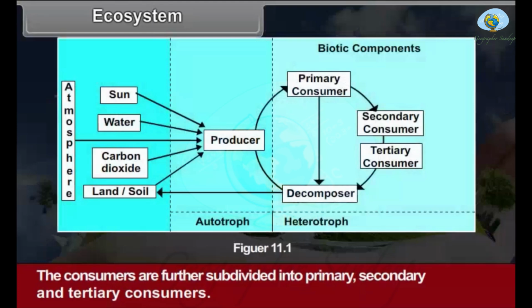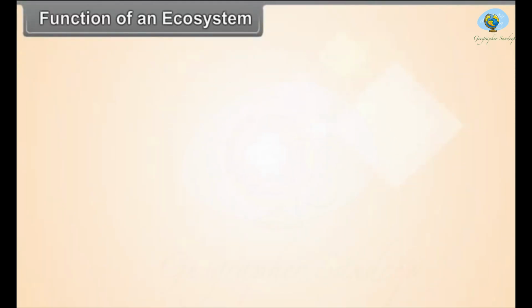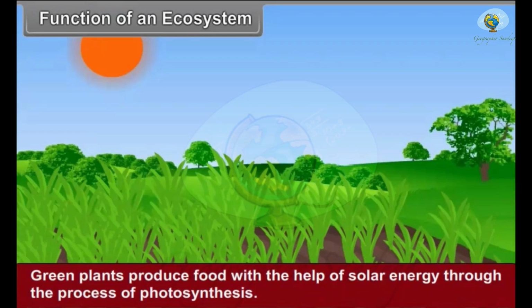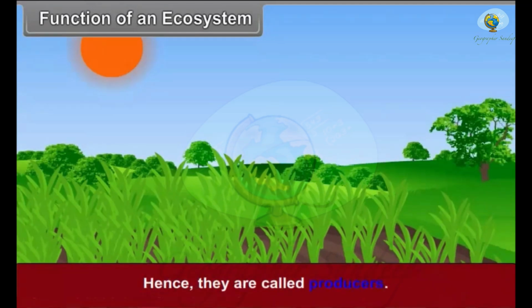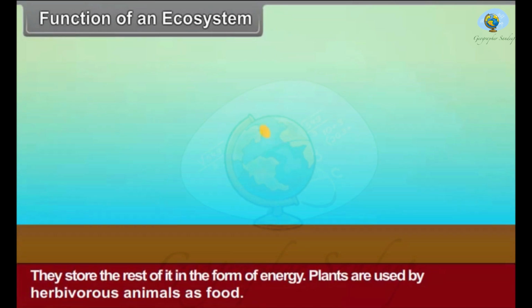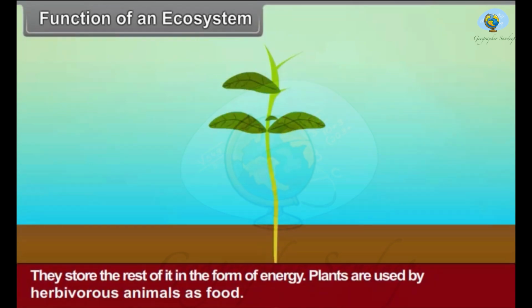See figure 11.1. Function of an ecosystem. The sun is the main source of energy for the entire living world. Green plants produce food with the help of solar energy through the process of photosynthesis. Hence, they are called producers. Plants utilize a part of the food they produce for their own growth. They store the rest of it in the form of energy.